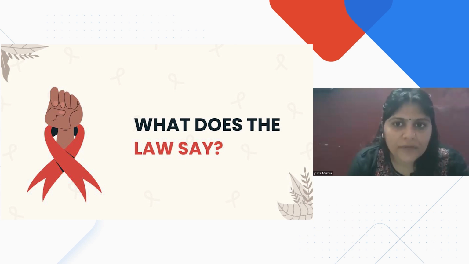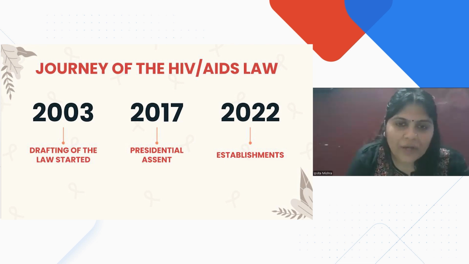Moving on to our next slide, I'll give you a very brief background about the journey of the HIV or AIDS law. The drafting of the law started back in 2003, and the law was enacted to stop the spread of HIV and AIDS and also to uphold the rights of the people who are affected by it. Even though it was enacted back in 2003, it was only in 2017 that the law got the presidential assent. The 2017 Act was all about fighting the stigma and discrimination faced by people or employees who are HIV positive. It also promotes accessibility and establishes a very good grievance redressal system.